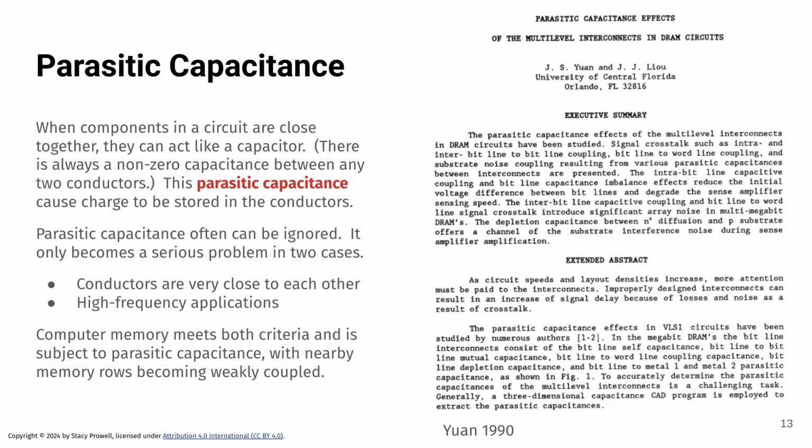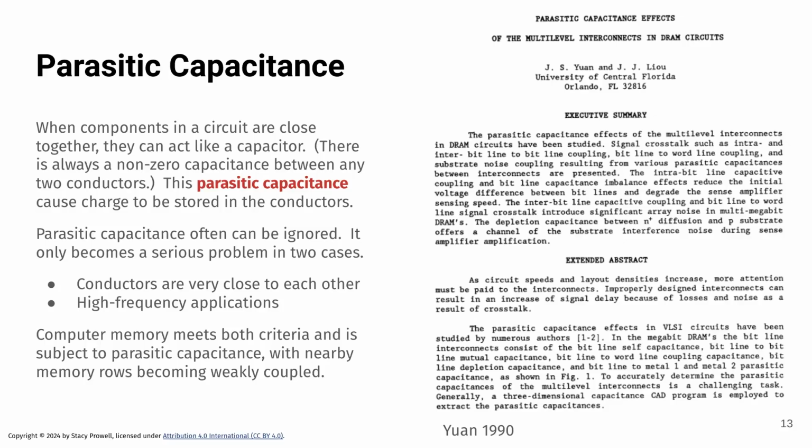Parasitic capacitance is capacitance that forms between these two conductors. Capacitance, as you remember, is a way of storing charge. So basically, this causes charge to get stored in a conductor, and we don't want that.